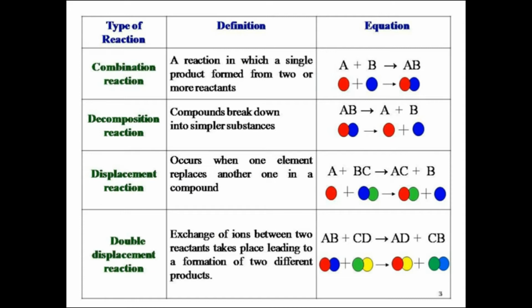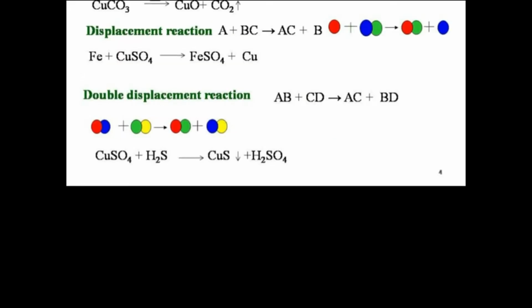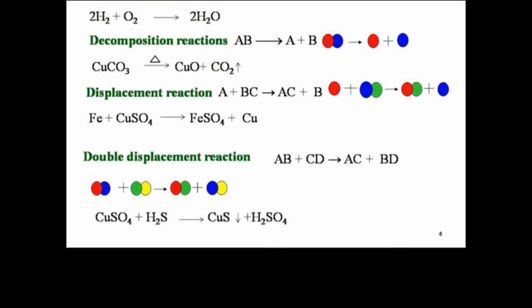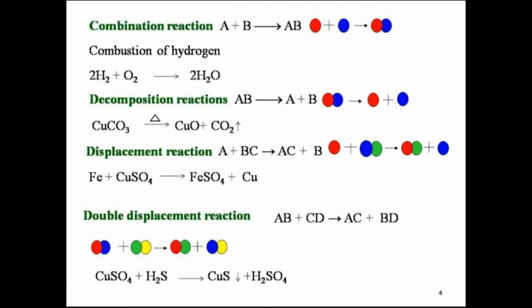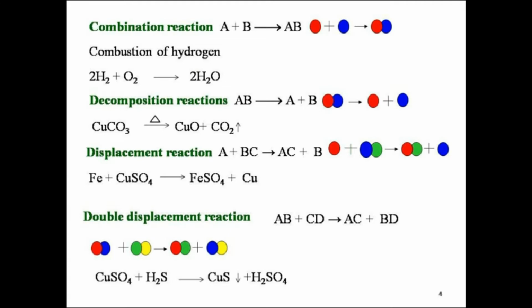Fourth one, double displacement reaction. Exchange of ions between two reactants takes place, leading to formation of two different products. That is AB plus CD giving AD plus CB as the two different products. So here I have given some more examples to know what those types of reactions are.